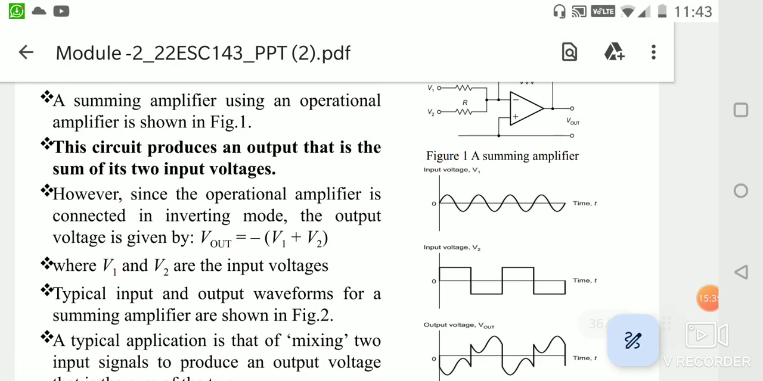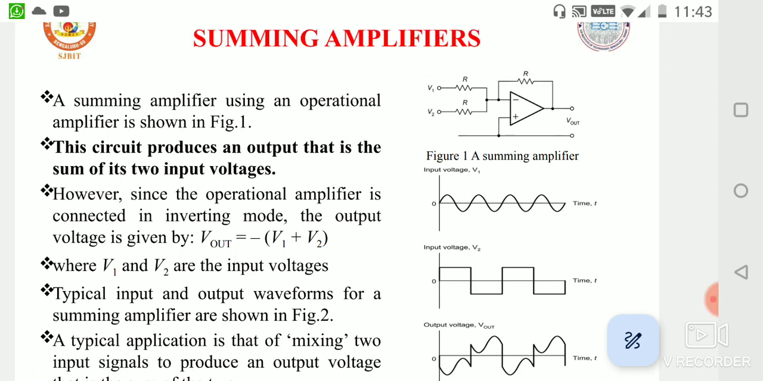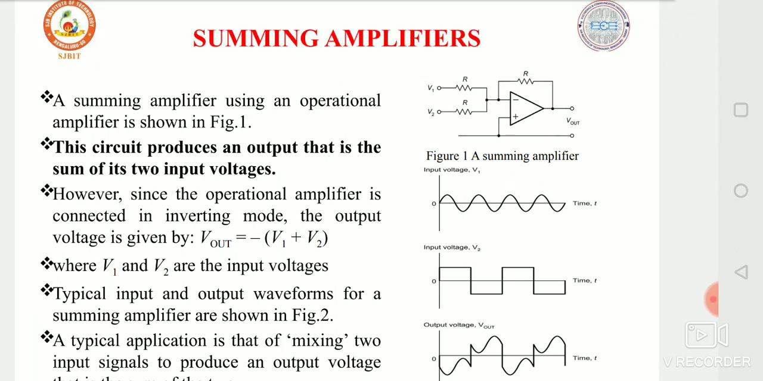So in a summing amplifier, two inputs you can give to an inverting amplifier, and the non-inverting terminal is grounded. So n number of inputs can be given for this.